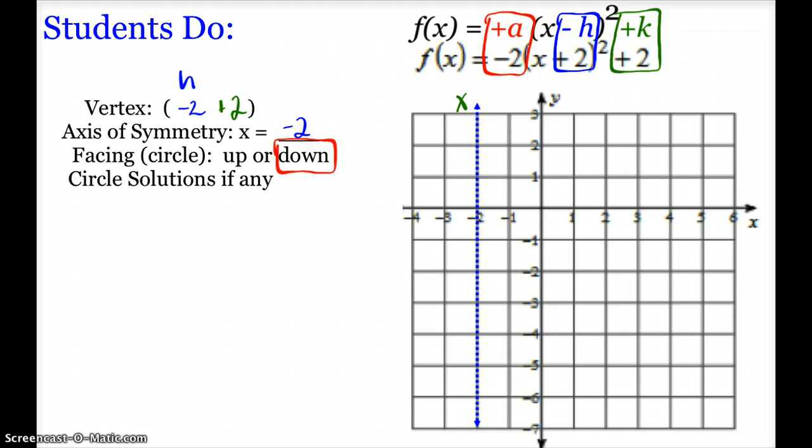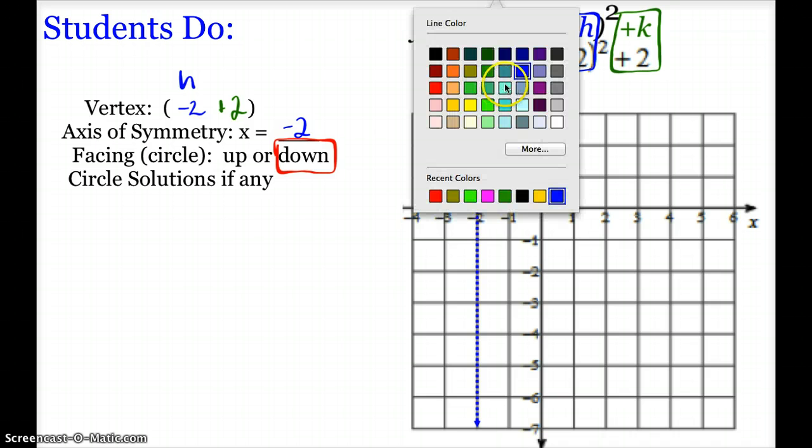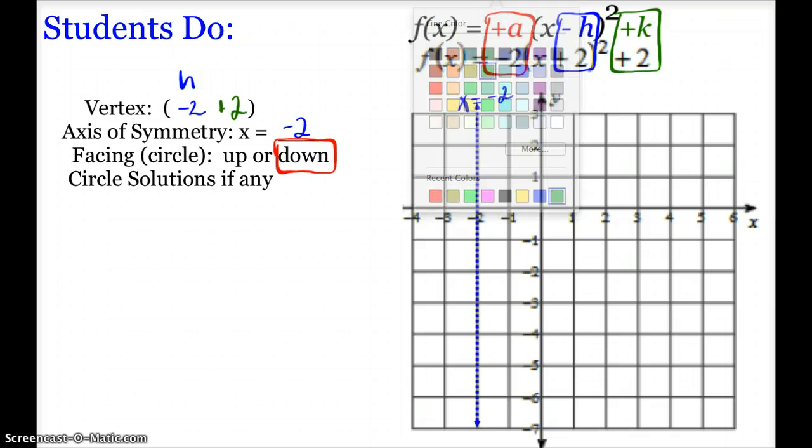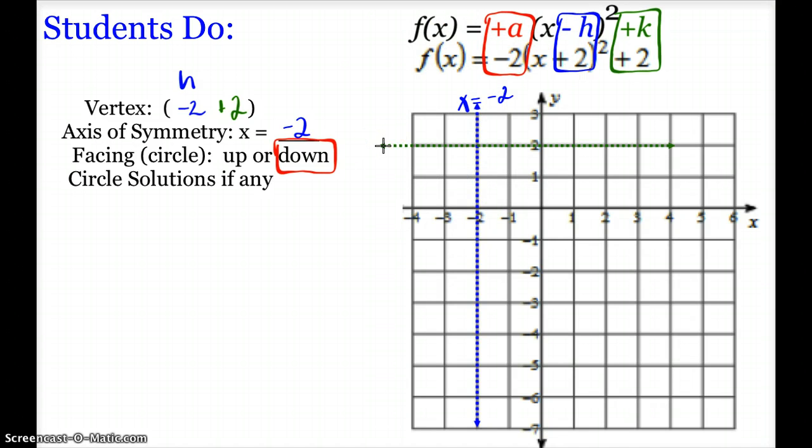X equals negative 2. My y value, or my k value, is positive 2, so that's going to be right here. That creates our vertex. So our k value, or y value, is positive 2. So we have a positive 2 and a negative 2 as our vertex. So that is this point right here.